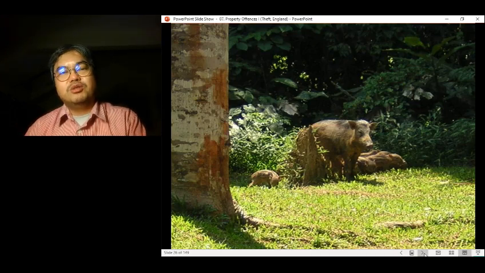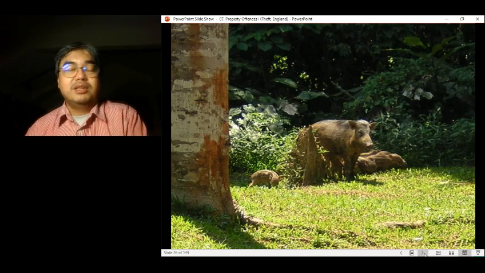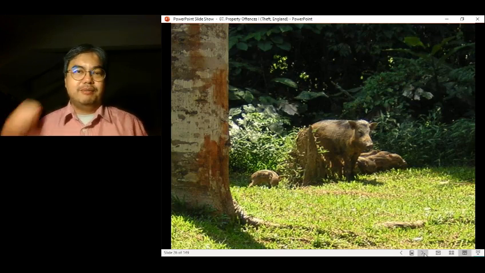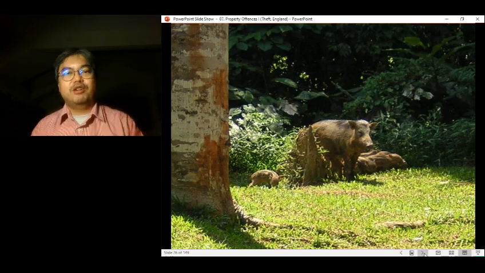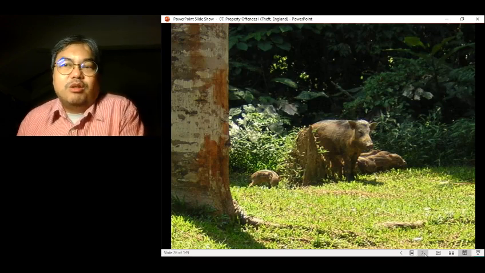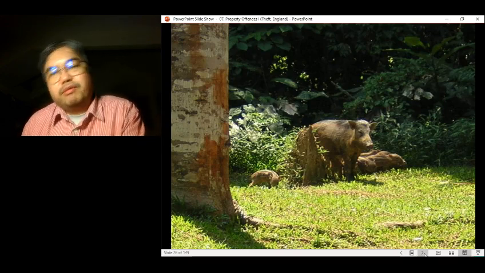When we go into the Orang Asli settlement, sometimes we see the Orang Asli riding on their motorcycles, and on the back, instead of a pillion rider, they've got a dead wild boar because they just killed it and are bringing it home to feed their family. Well, it's not theft.